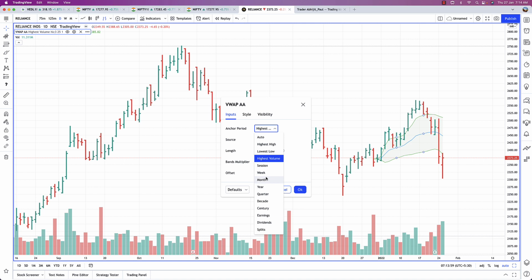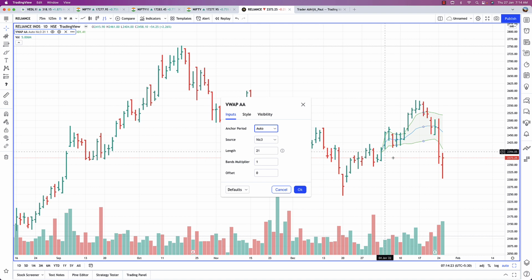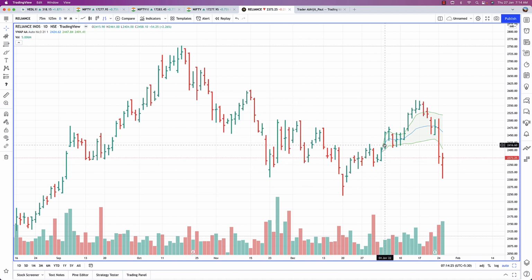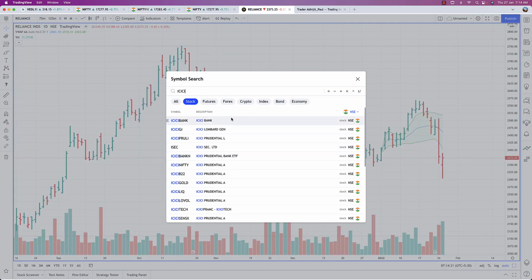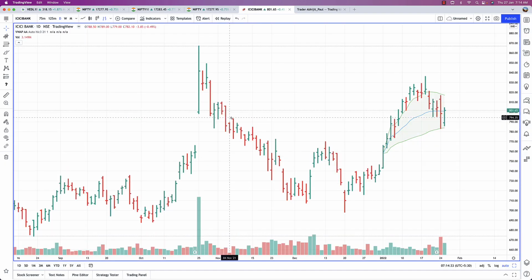if you want to have a set time frame in your mind at, let's say, monthly perspective, 21 days, and figure out from the highest volume or the highest high of the last 21 days, something like that. It depends on your interest, right? And then the good thing is it will just automatically plot it. And if I change it to ICICI Bank, it should have it because it's an indicator, right? It is plotting it as an indicator.